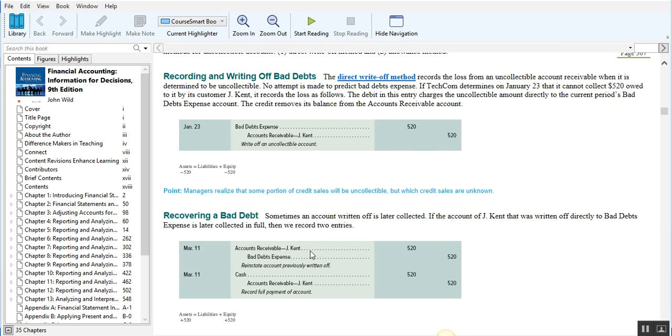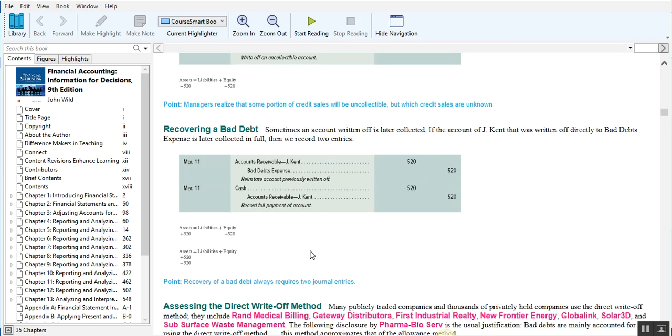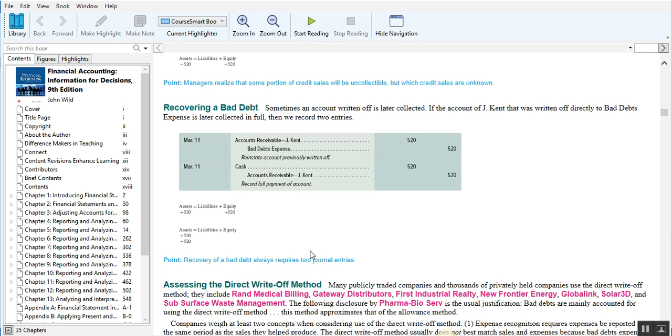However, if the customer decides at some point they want to clear their name, they want to clear up the account, and they come in and they say, you know, really, I overlooked this. I want to make this payment in full. We cannot actually process the payment until we restore this account to what its original status was. So to do that, we're going to debit the accounts receivable for J. Kent for the $520 that we wrote off earlier and credit the bad debt expense for that amount. And then we can record the payment. So we debit cash and credit the accounts receivable.